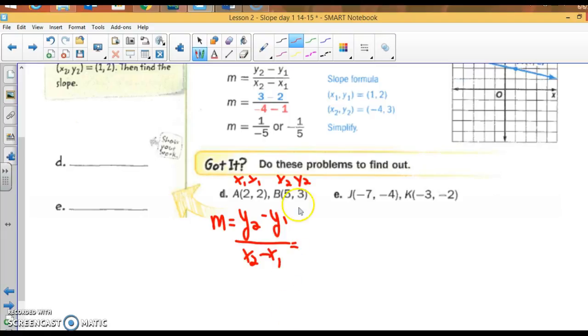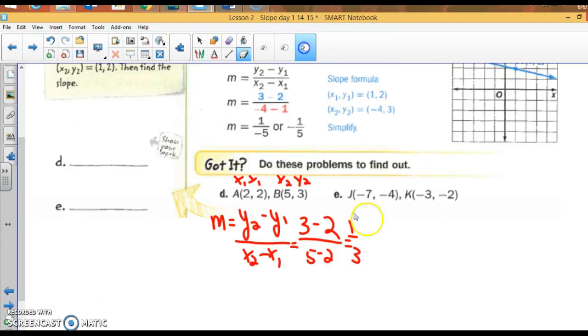It'll be 3 minus 2 over 5 minus 2. Gives you what? 1/3. So my slope is 1/3. Let's try one with some negatives.